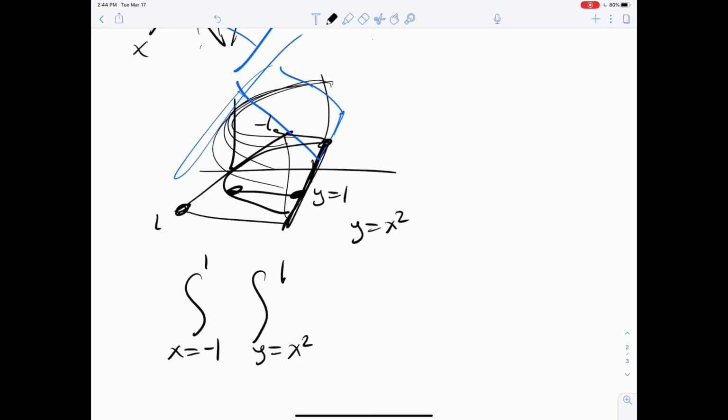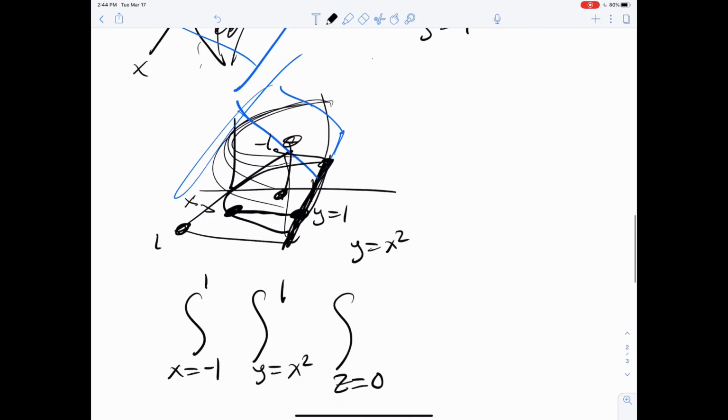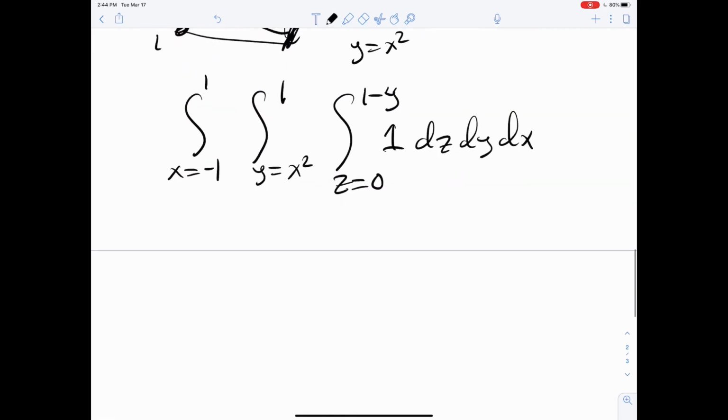Right? Given an x, the y's start on the parabola and they go until they hit the line y equals 1. And now, given a point x, y, you go up until you hit the roof. So the z's start at 0 and they go to the roof, which I believe was 1 minus y. Yes, 1 minus y was that blue roof. And it's volume, so we just integrate the 1 function, dz, dy, dx. Okay, so there's the integral we need to compute. And it's just a matter of working it out now.